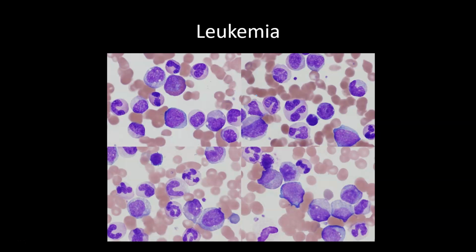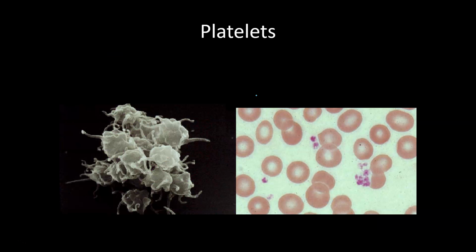If untreated, leukemia is fatal every time. But if a person gets medical treatment, we've really come a long way in treating leukemia, so we can put a person into remission a lot better now than we used to be able to.